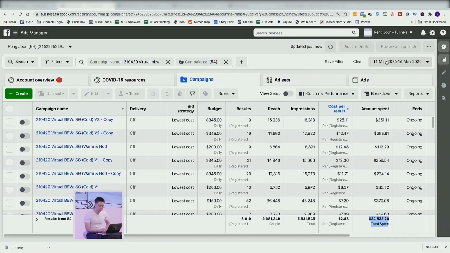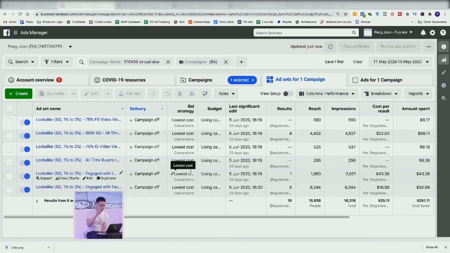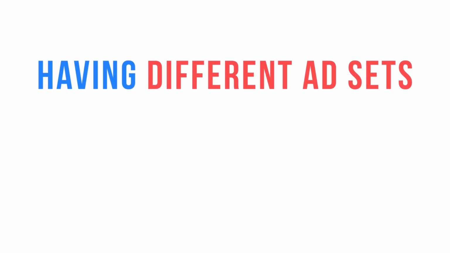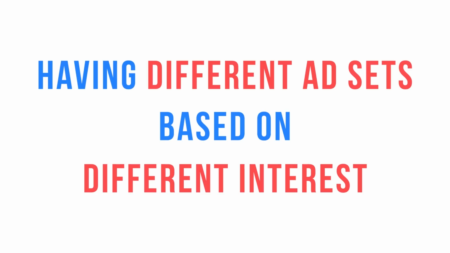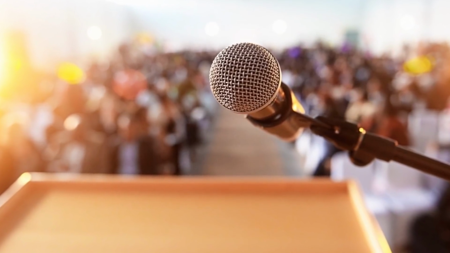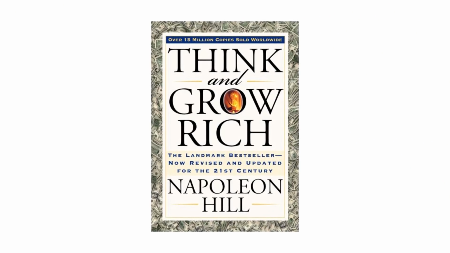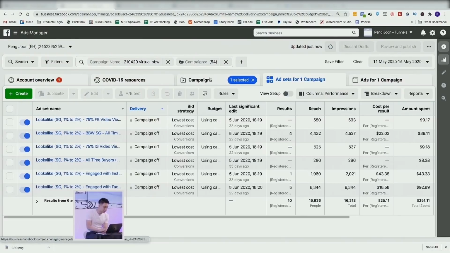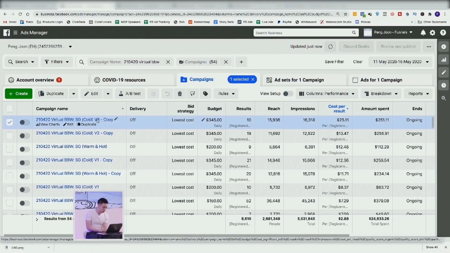In the first or second week of May, we had these different campaigns. Under the campaign, what we tested was having different ad sets based on different interests. So if it was a different interest, it would be one ad set. If somebody likes public speaking, one ad set. People who like Think and Grow Rich, one ad set. And we would have all these different campaigns based upon these different ad sets.